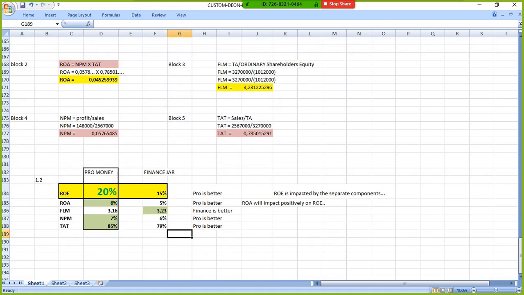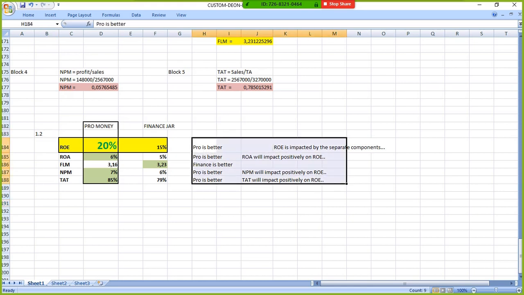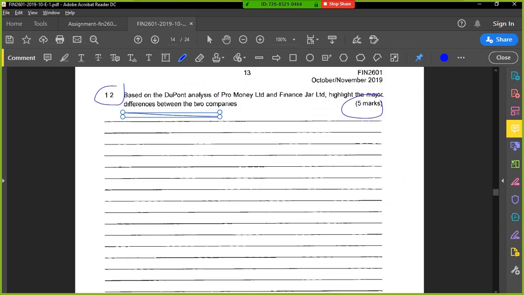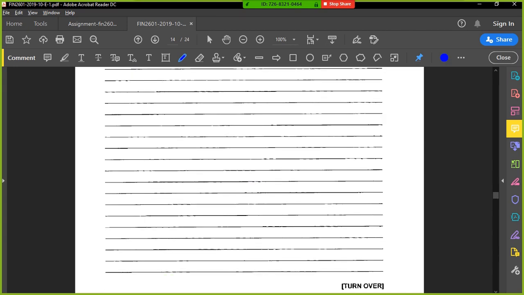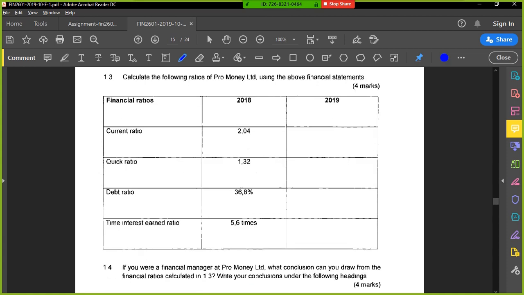Okay, and you can obviously elaborate further if you want to. I'm just going to write this in as well here. NPM affects positively on ROE. Total asset turnover affects ROE positively. Okay, that's 1.2. So for 5 marks, you'd be discussing these 5 ratios. Okay, that makes sense. Okay, differences between the two companies. Right, they've given you lots of space, so try write as much as you can. If it's online, you're probably going to have to type this somewhere.